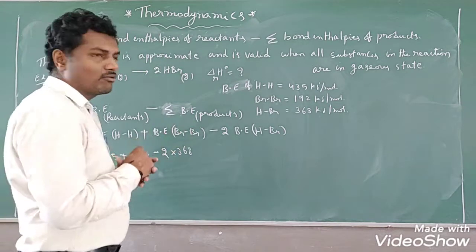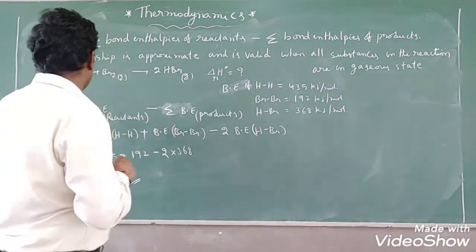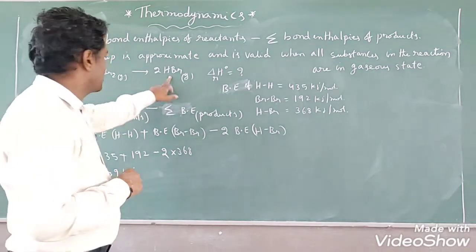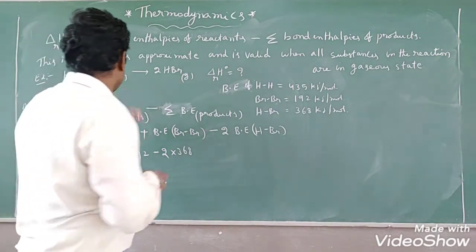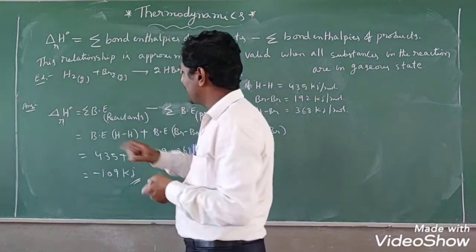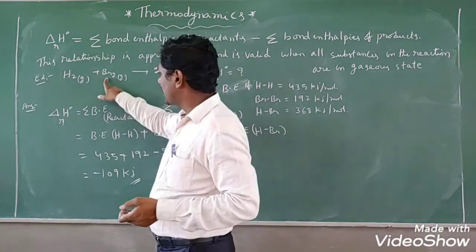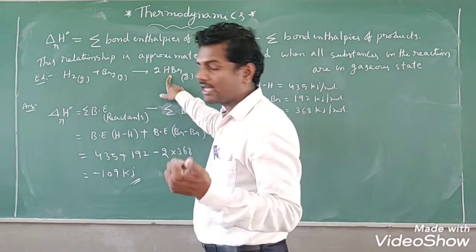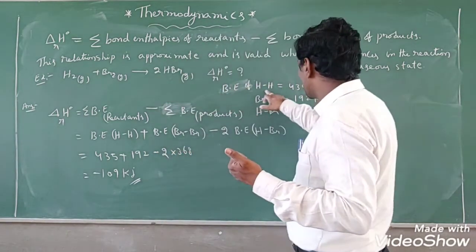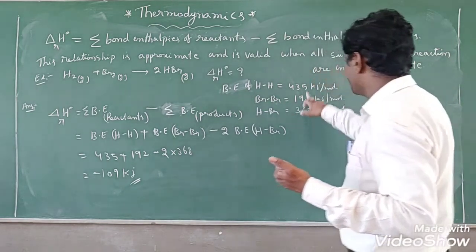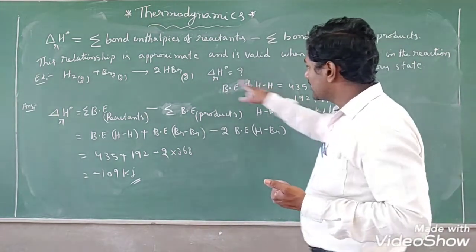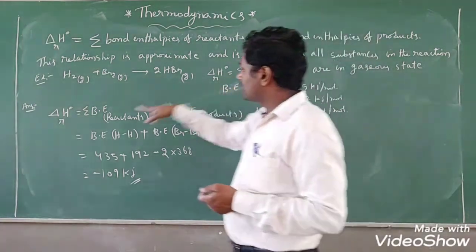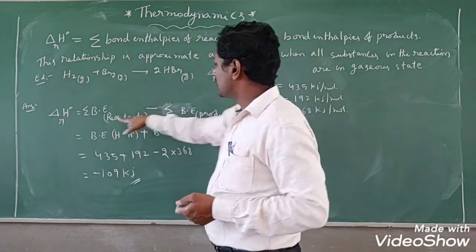For example, we will see how to calculate by using one numerical. I have given you a simple numerical: the formation of HBr from hydrogen and Br2. Here, what bond enthalpies are required? H2 for H-H, Br2 for Br-Br, and the HBr bond enthalpy. The bond enthalpies have already been given; you see those values. They are asking for the enthalpy of the reaction, question mark, right?